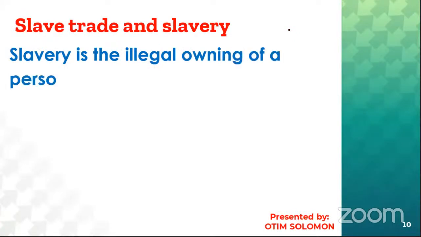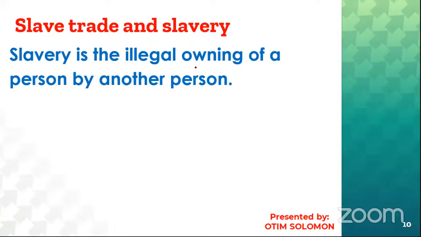Thank you, Esther. Mugenyi Joyce, thank you. Katumba Joseph, thank you. Slavery is the illegal owning of a person by another person. Tayegwa says slavery is a condition in which one human is being owned by another. Okay, thank you. Let me now complete my answer because you have already given me. Slavery is the legal owning of a person by another.